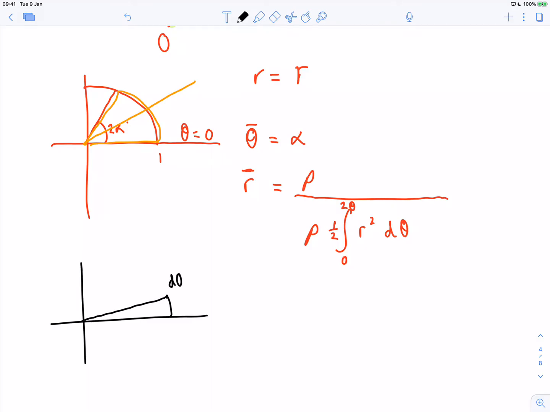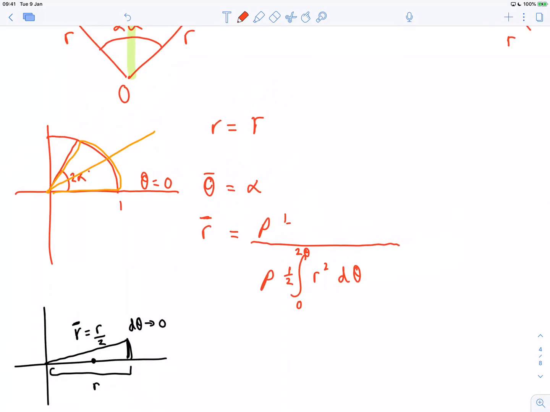And what happens when d theta tends to 0? It essentially becomes a flat line. Then the average point of there just becomes r over 2. Because if this whole thing is r, when this sector collapses down onto a flat line, the centre of mass is r over 2. So I believe this is going to be a half of the integral between 0 and 2 theta of r squared d theta, but you've also got to times by r over 2, so that's actually going to become a quarter, and r squared times r, that's going to become r cubed.